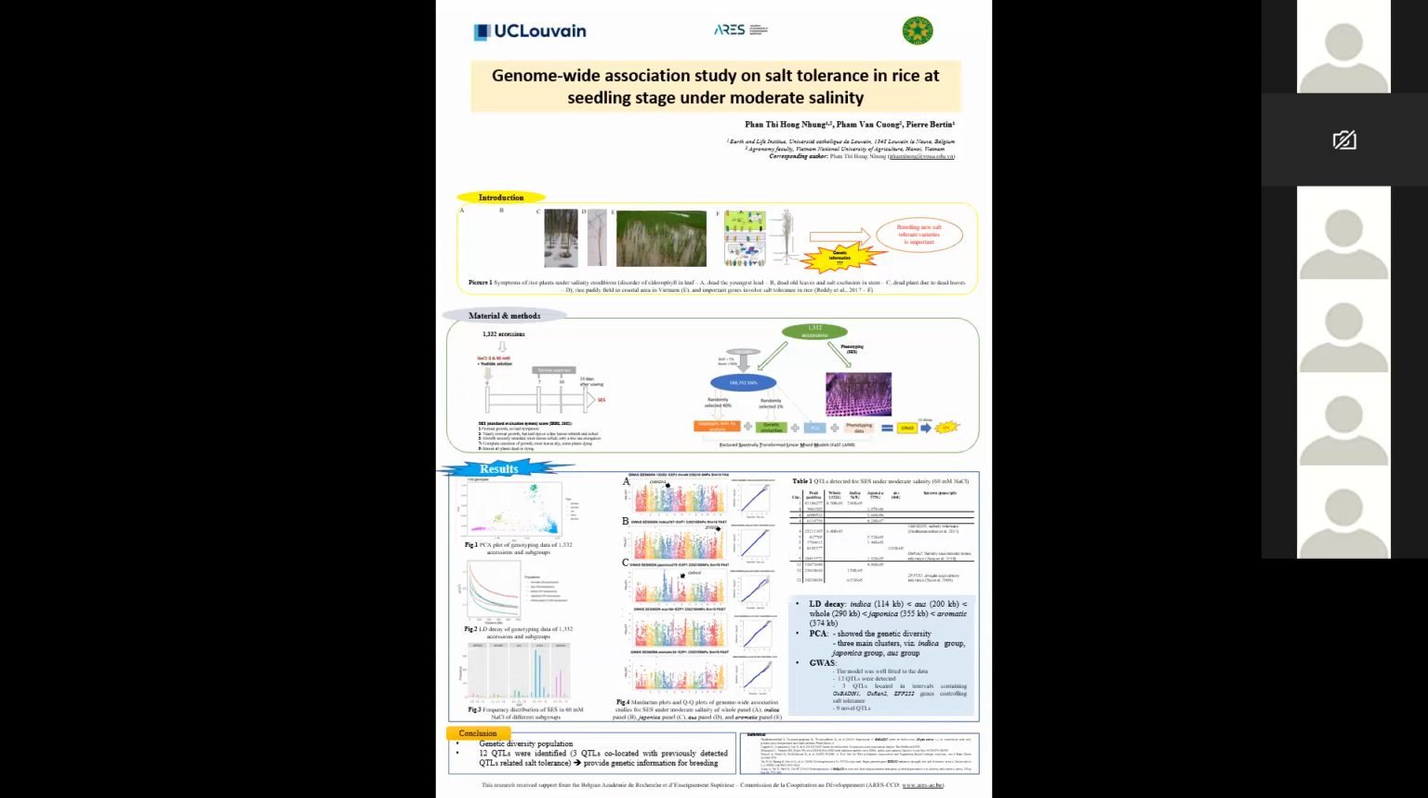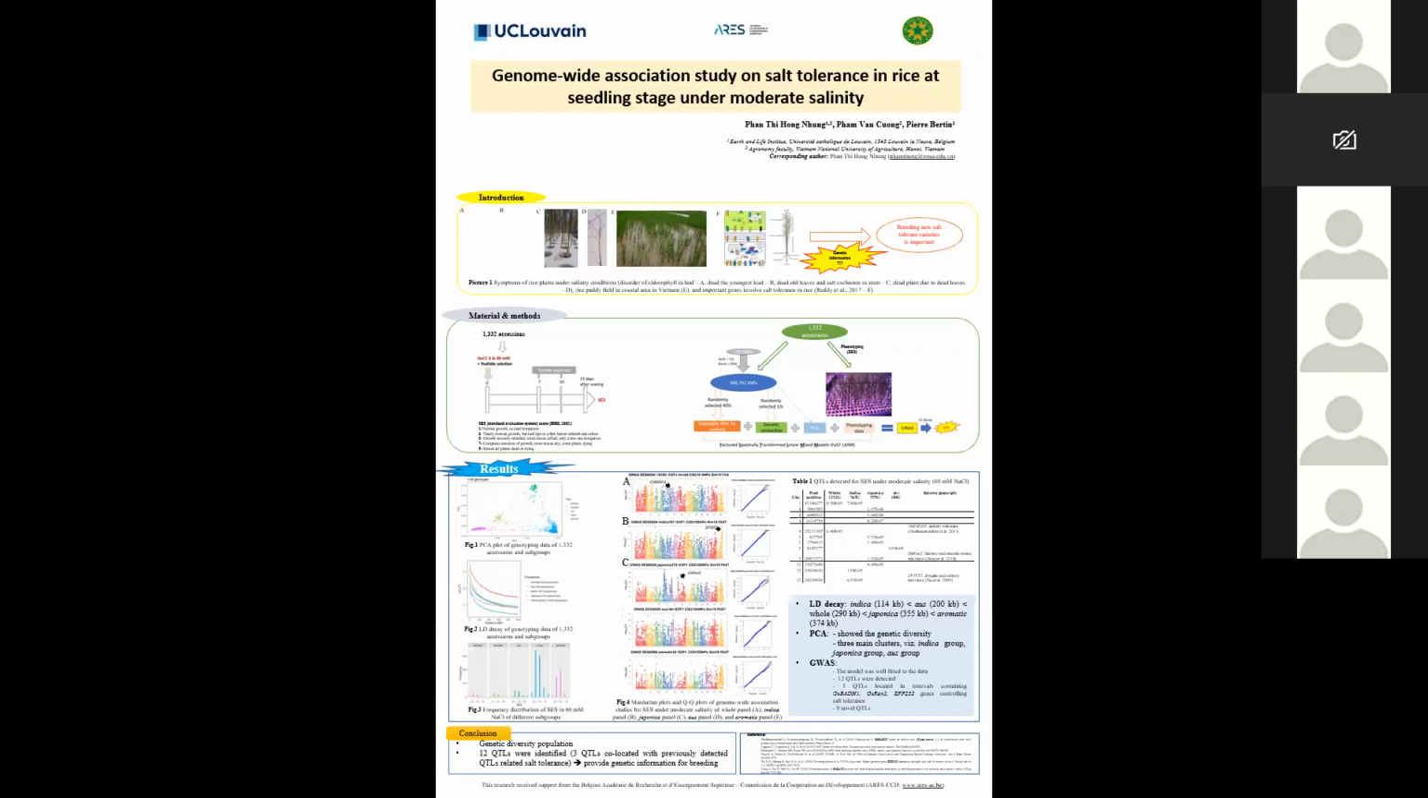Then I combined all the genotypic data, genetic similarity, PCA as covariate, and phenotyping data, and used the model factored spectrally transformed linear mixed model, or we call FaST-LMM. Then we got the Manhattan plot, and we grouped based on LD decay of each group, and then I got some QTLs of salinity tolerance, here referred to as SES. I move to the result.